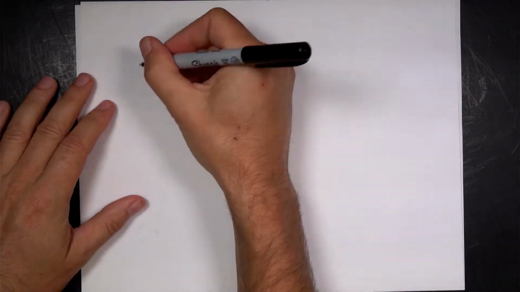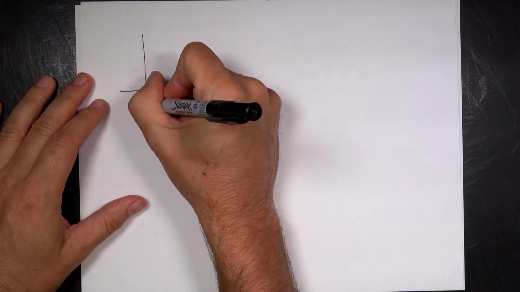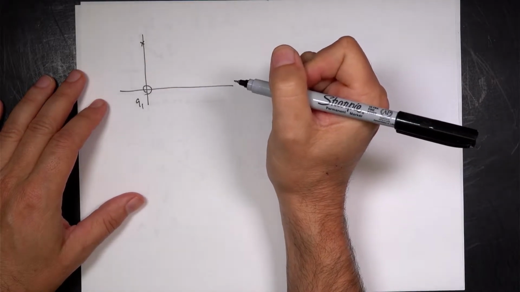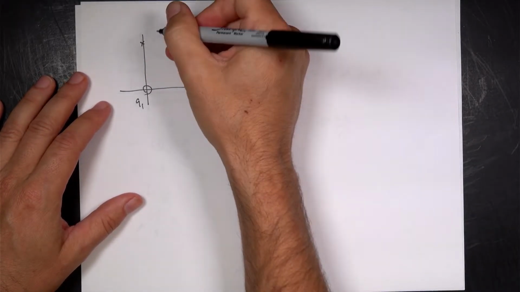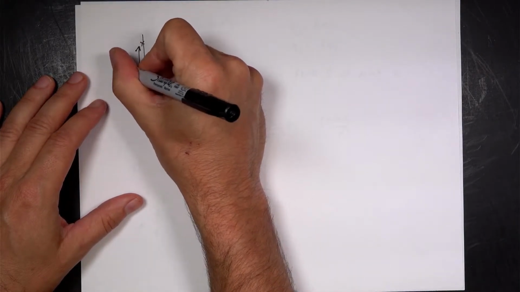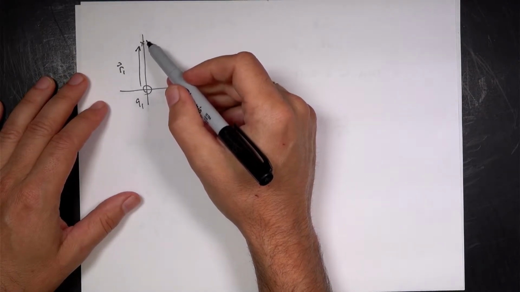Here is my axis. There's Q1. I don't care about Q2 at all. There's my observation location. There's nothing there, I just want to find the electric field there. Let's call this vector R1. It's the vector from charge 1 to the observation location.